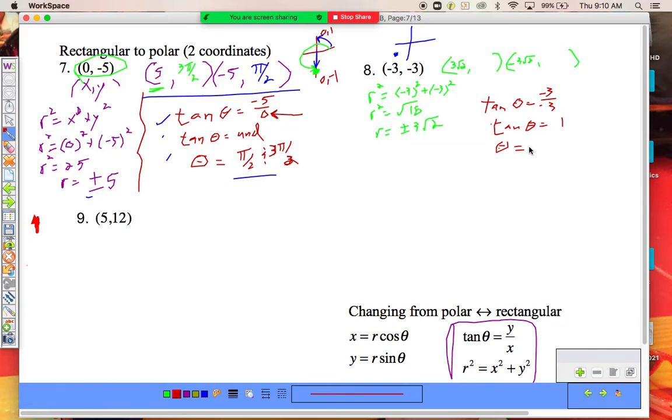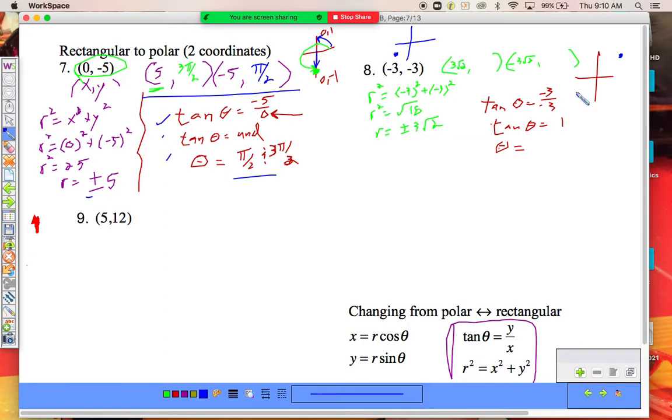For my angles, tangent of theta is going to be -3 over -3, which is the tangent of theta is 1. So to find my angles, my first thought, in what two quadrants is my tangent of theta, my y over x, going to be positive? My thought is my tangent of theta is going to be positive in the first and the third, because that's plus plus and minus minus.